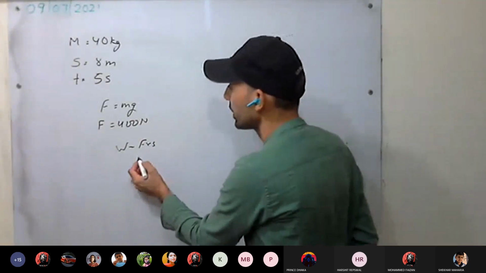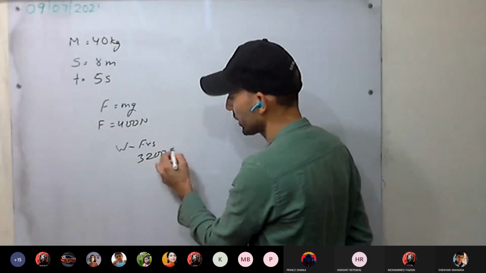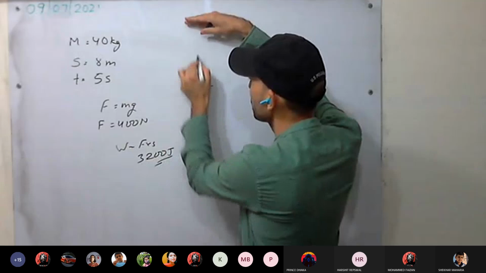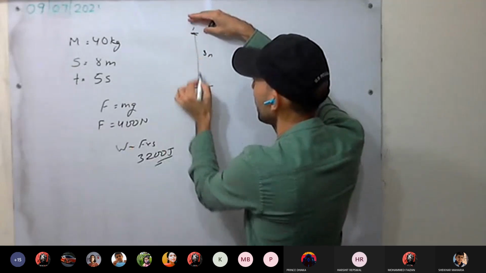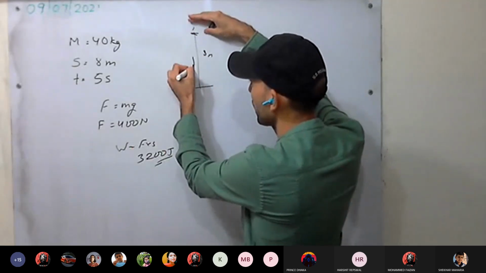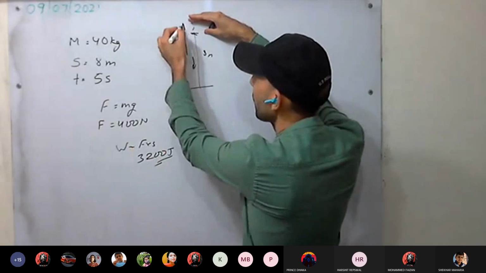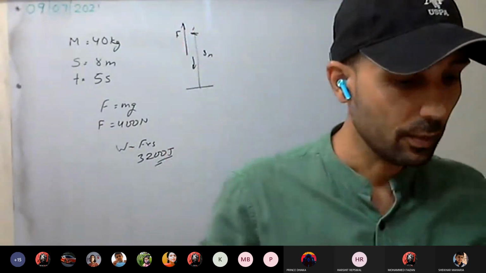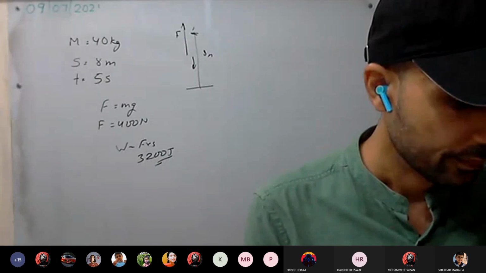That will be 3200 joule. That will be the amount of work done against the force of gravity, because the person has reached 8 meters distance against the force of gravity. He has applied force in this action. That force into 8 meter will give us the work done by the body. Okay, work done by him.